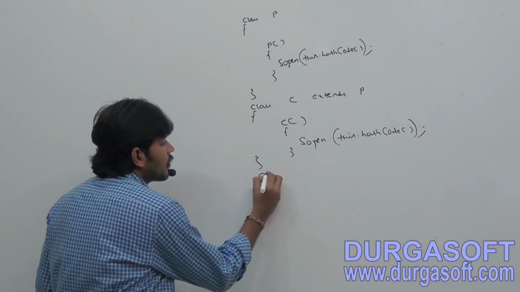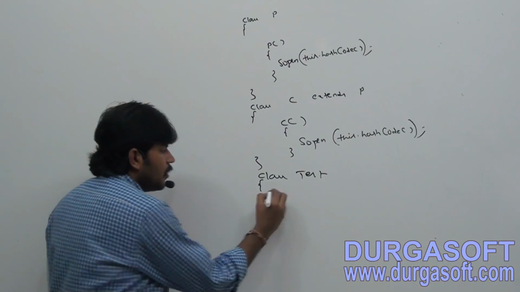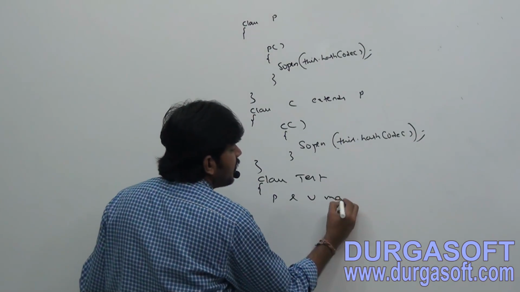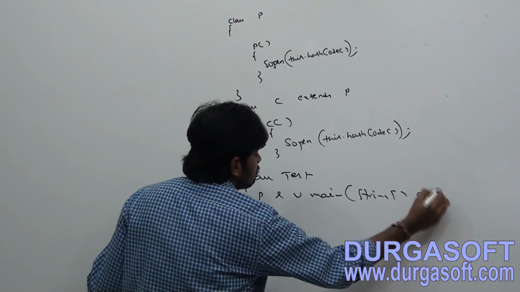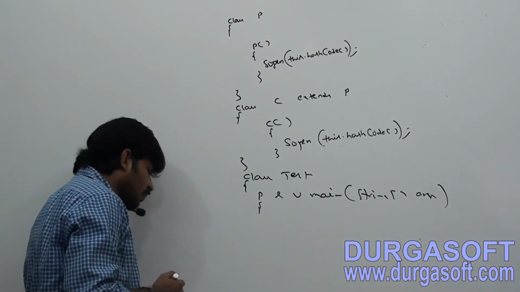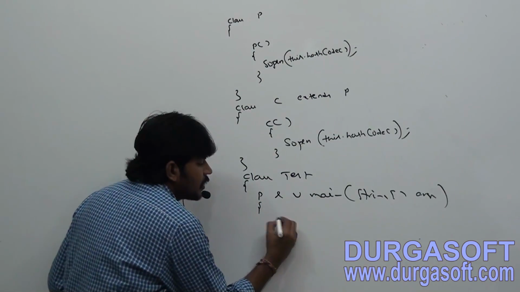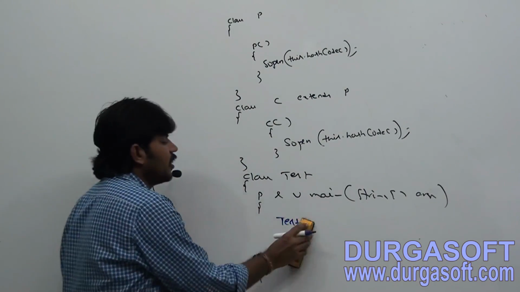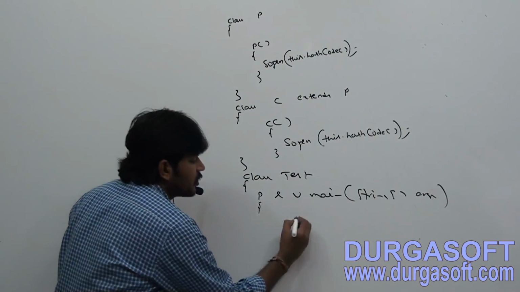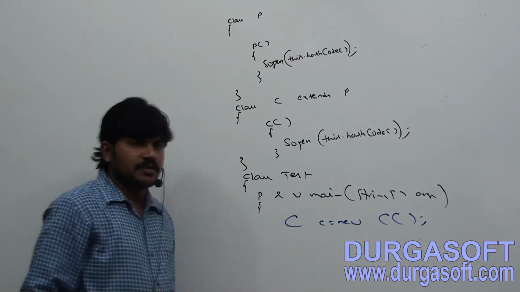Now class Test, public static void main(String[] args). Here I am creating a child object. C c = new C().